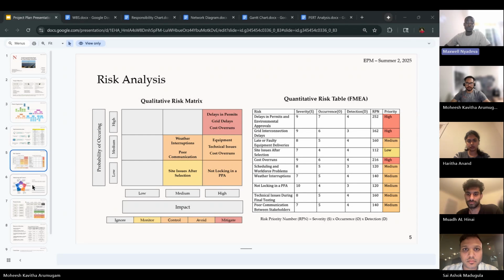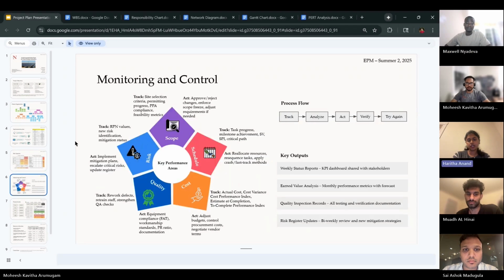Next is monitoring and control. This slide shows how we plan to monitor and control the project. There are five key performance areas: scope, schedule, cost, quality, and risk. For scope, we'll track the site selection criteria, the permitting progress, and the PPA compliance. On the control side, we'll act by approving or rejecting scope changes. For the schedule, we'll monitor the task progress, milestone achievement, and the schedule variance. If a delay occurs, we'll act by reallocating resources and resequencing the tasks.